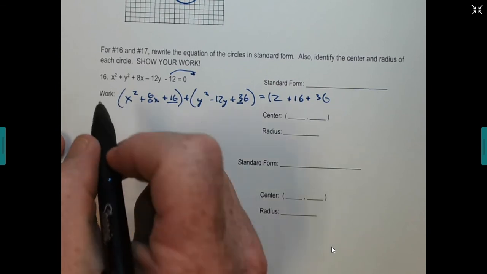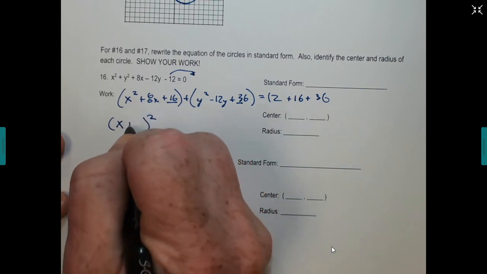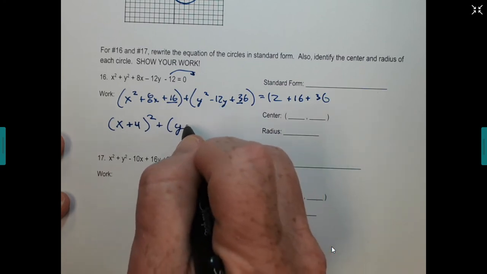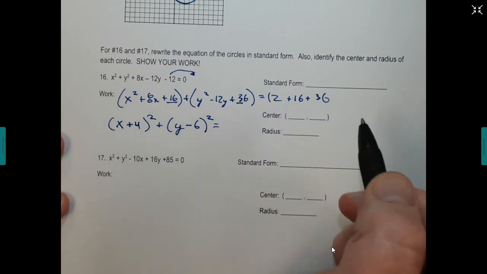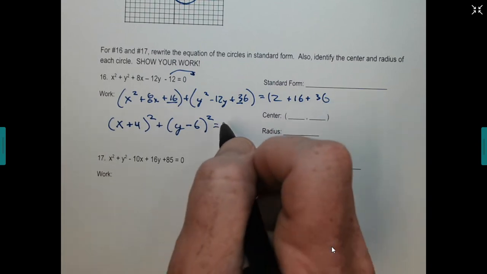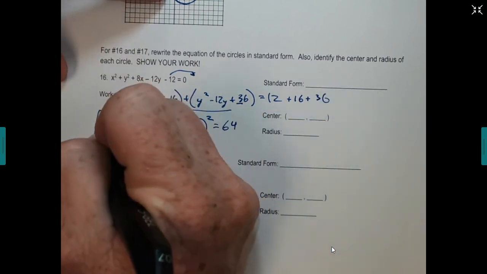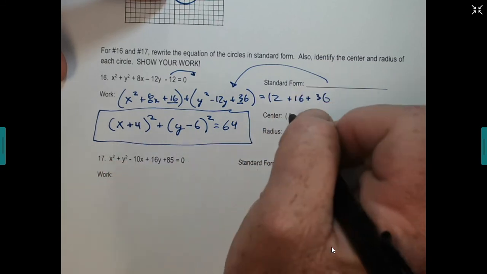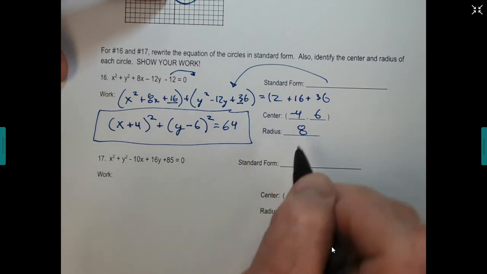Now, this will always factor into x and whatever half of b was, which is plus 4. Y and whatever half of b was. And 12 plus 16 is 28. 28 plus 36 is 64. So that's my standard form. The center is going to be at negative 4, positive 6, and I square root this to find the radius is 8.